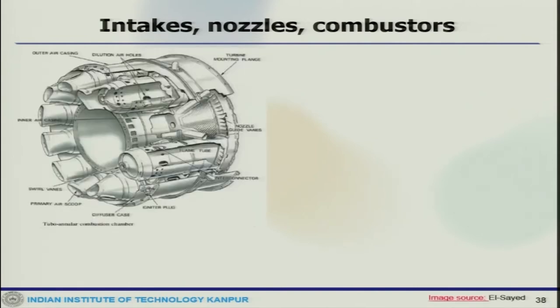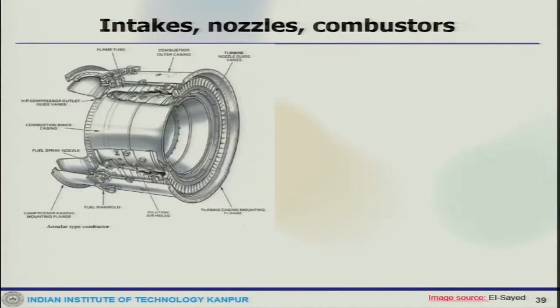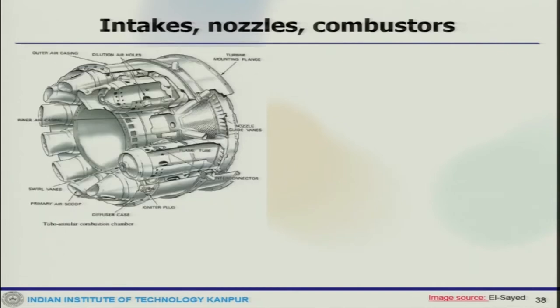Now, you can see this is another tubo-annular kind of combustor where you have this annular casing, and then you have tube kind of combustors. For the tube annular combustor type, the cross section would look like this. This type is called can annular or annular type. It consists of a series of cylindrical burners arranged within a common single casing.